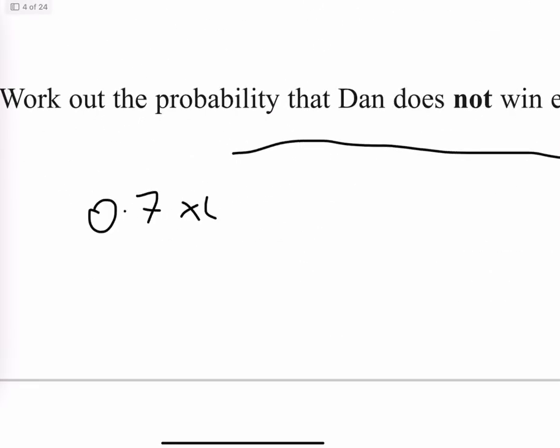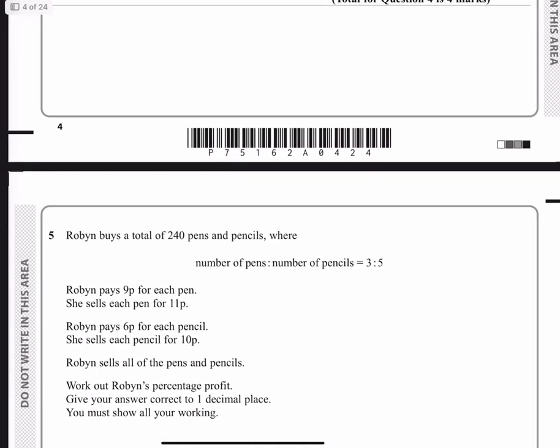Now, what's the probability that he doesn't win either game? Well, that will only be this branch here, because every other branch goes off this way, so there's a win, or it goes off this way, so there's a win. So we only need to do this one down here. So we're doing 0.7 times 0.7, because we times along the branch, and we get 0.49, like that. Okay.